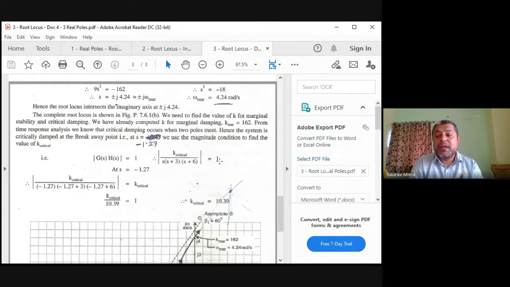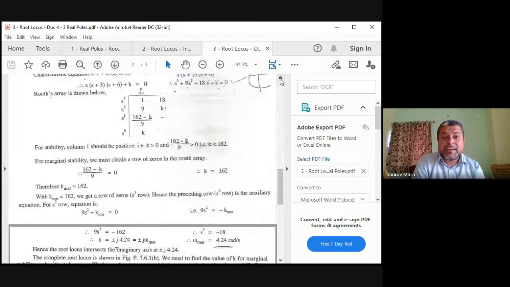Substitute the breakaway point. What is the breakaway point? Minus 1.27. So if you substitute all these values, you find K critical divided by minus 10.39 mod of that, but mod of negative becomes positive. So K critical is 10.39. So all the things you have found from step 8, and K critical is very important.